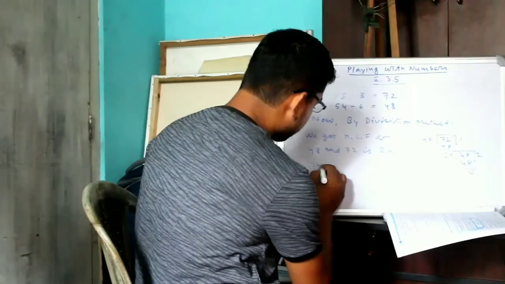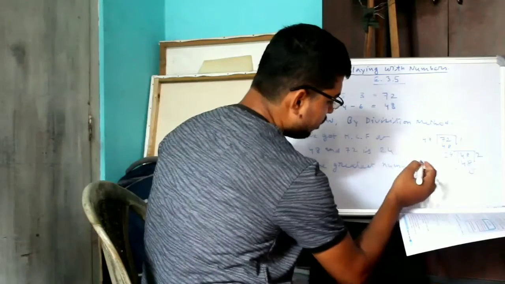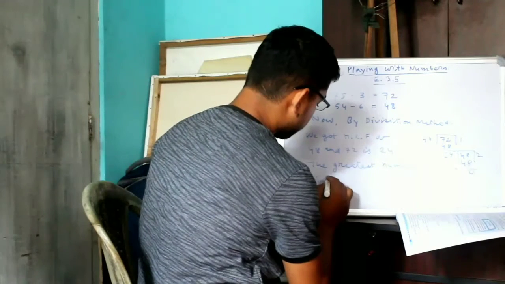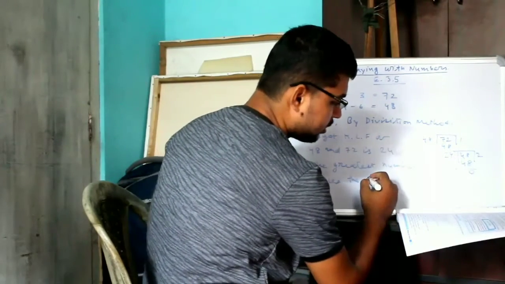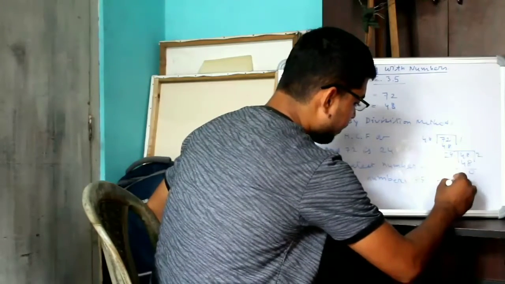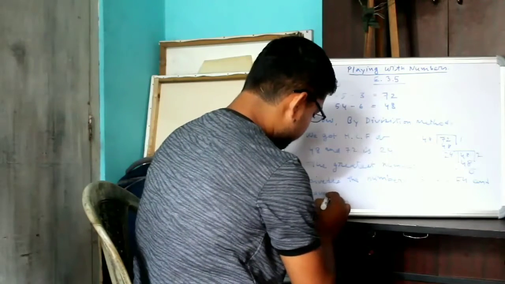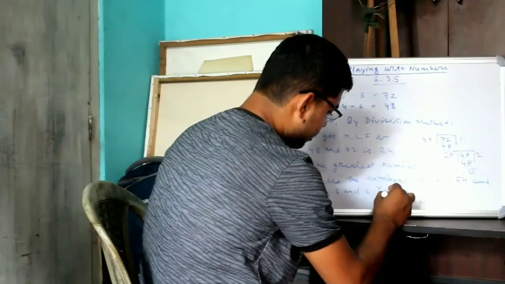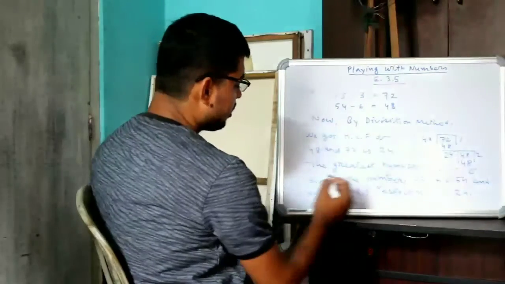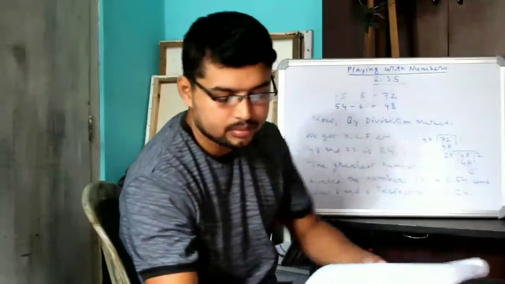So the greatest number which divides the numbers 75 and 54 and leaves 3 and 6 respectively is 24. So 24 is the answer.